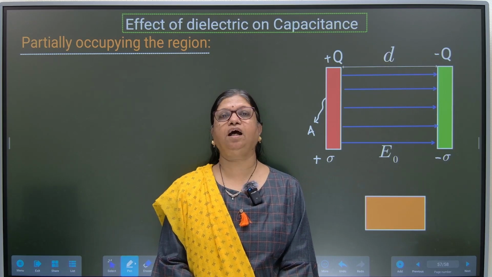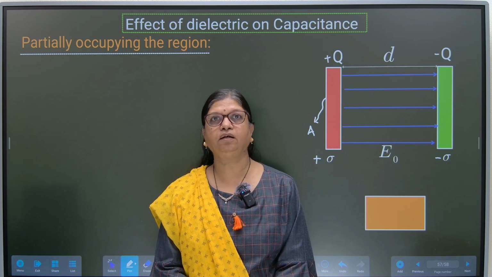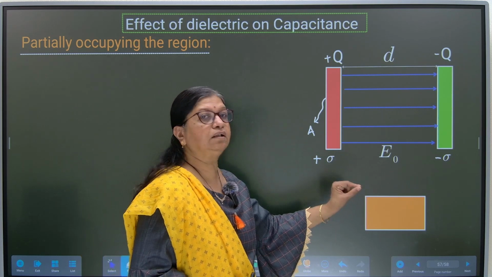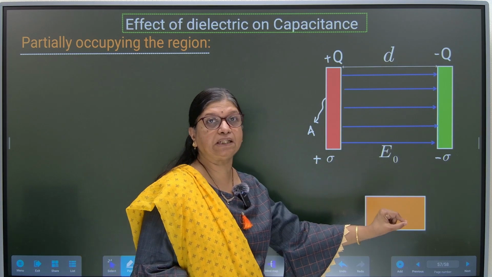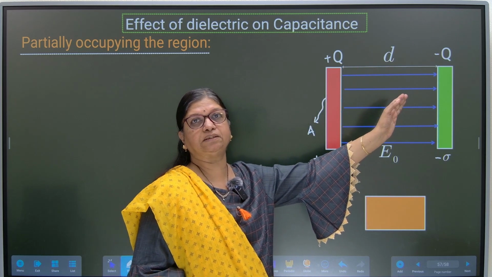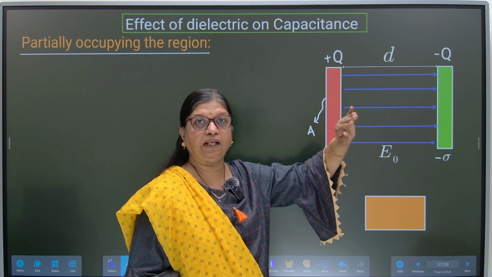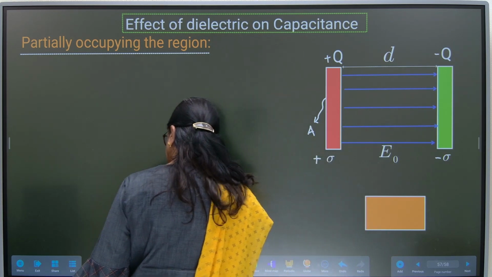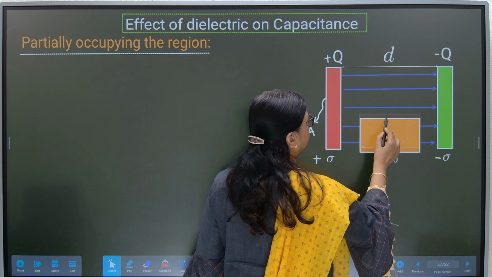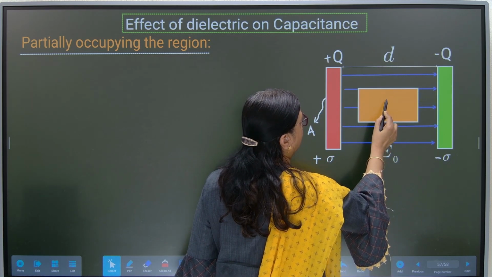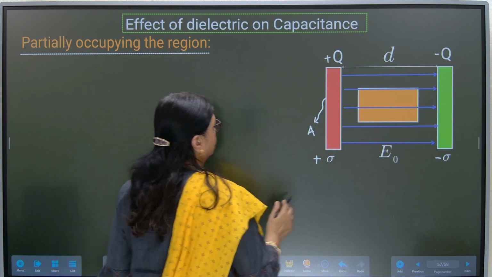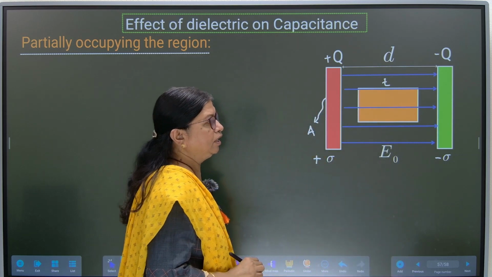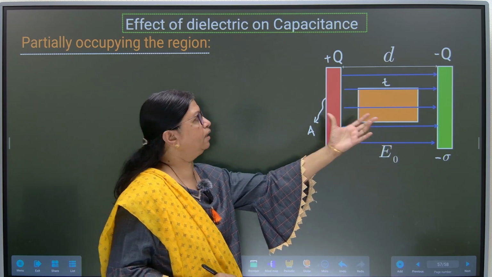Now, let us understand how to calculate the capacitance of a capacitor by placing a dielectric of thickness T between the plates of the capacitor, with left out space as air. Let us just place this dielectric. It can be a polar dielectric or a non-polar dielectric, between the plates with a thickness T. So the thickness of the dielectric is T.